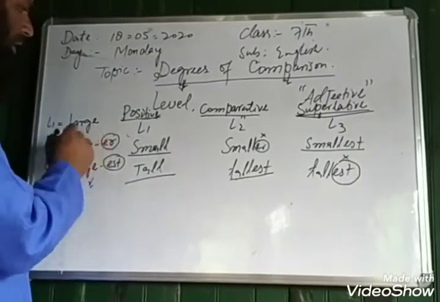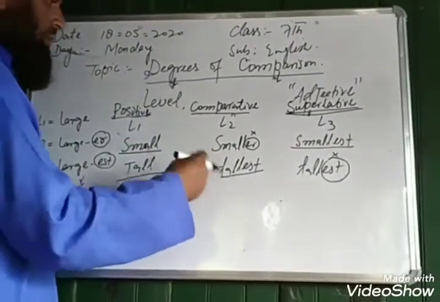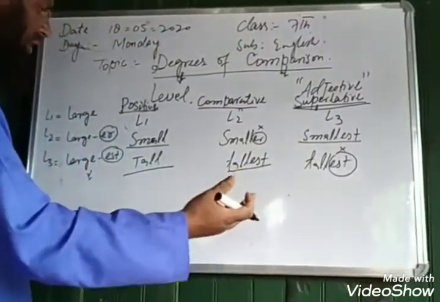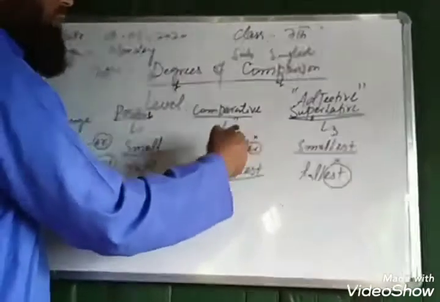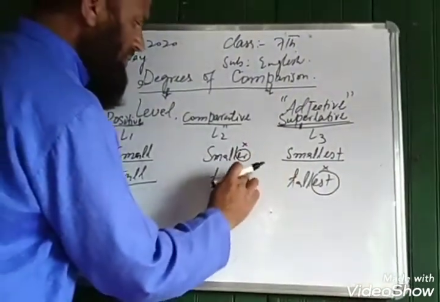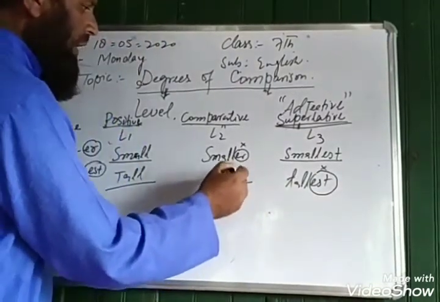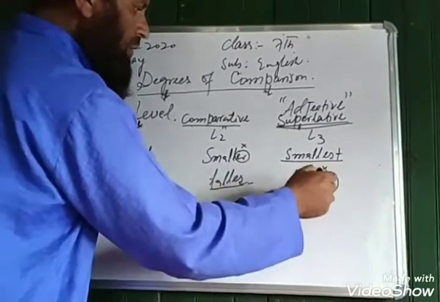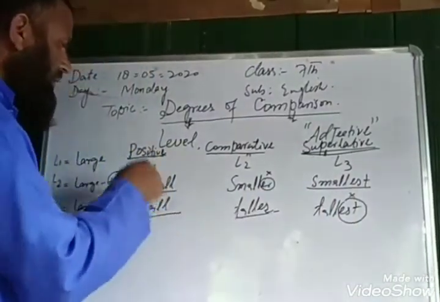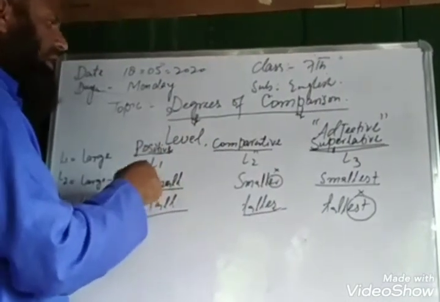In the next lesson, I will give you some sentences, but here you should know that we do not add ER in every case; sometimes we use more and most, and that will be in the next lecture, inshallah. Small, smaller, smallest. Tall, taller and tallest. Here we add ER and here we add EST, and when we cut EST or ER, we reach the first level, the positive level of this adjective.